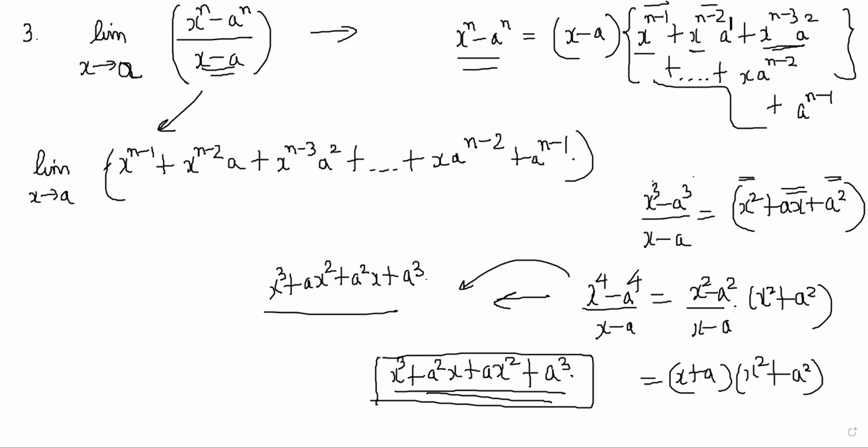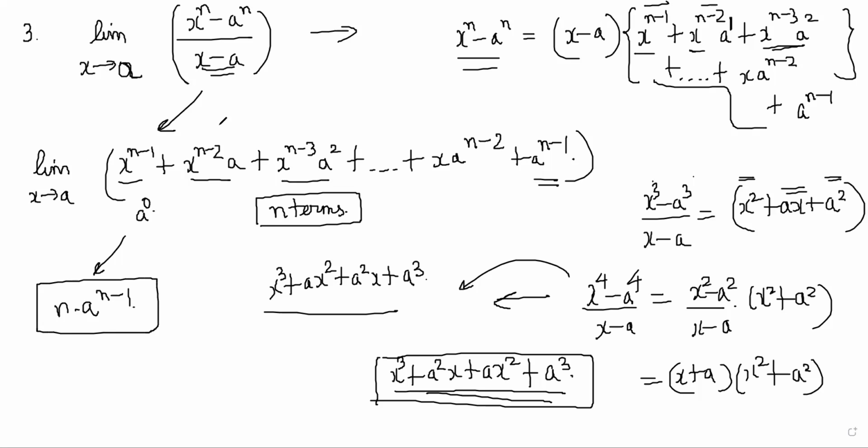When you put the values it becomes a^(n-1) plus a^(n-1) plus a^(n-1), right? And powers of a are going from a^0 to a^(n-1), so there are actually n terms. So it will be simply n into a^(n-1). This limit, you understand, because each term becomes a^(n-1), and there are n terms. Are you understanding?